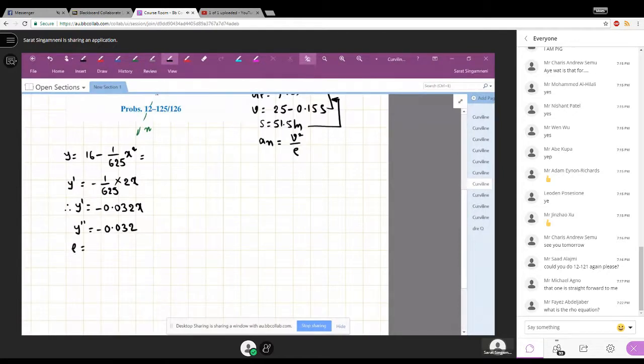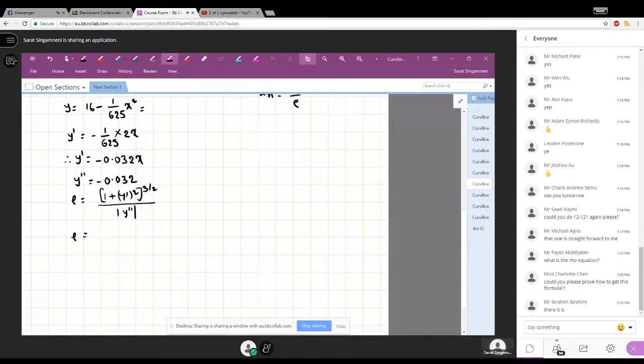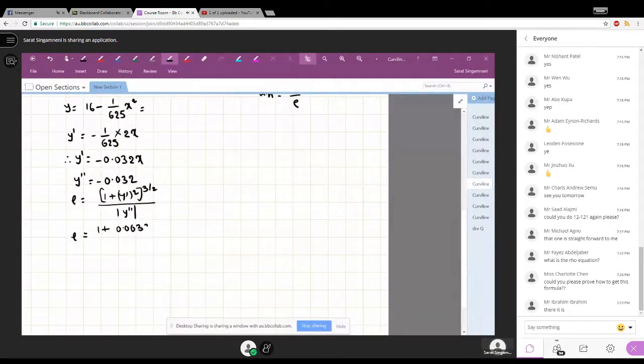We know rho, the radius of curvature of any curve at any point, is equal to 1 plus y dash square to the power 3 over 2 divided by modulus of y double dash. Substitute the known quantities here. Rho is equal to 1 plus y dash whole square, which is 0.032x whole squared, to the power 3 over 2 divided by y double dash modulus. Modulus means we kick out the sign, so minus is gone. 0.032 is y double dash.